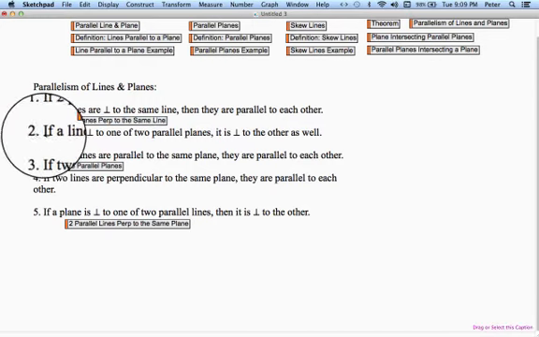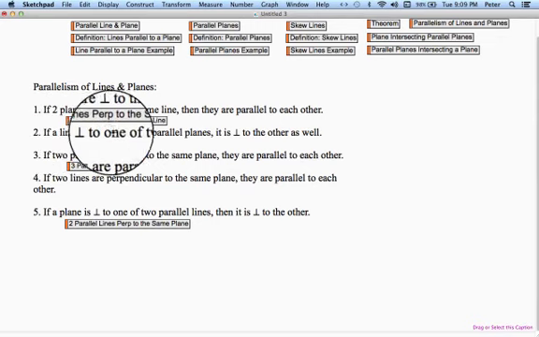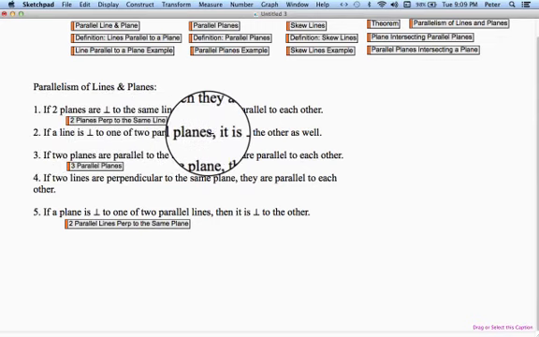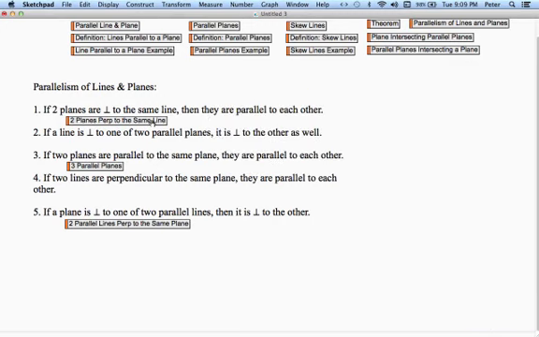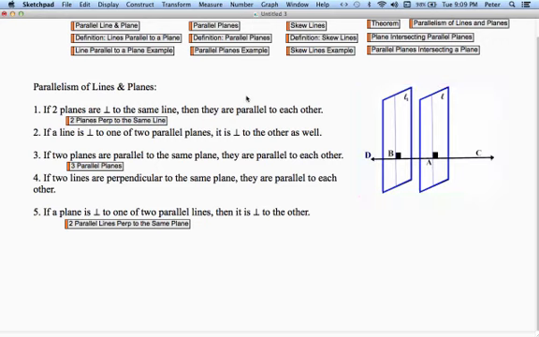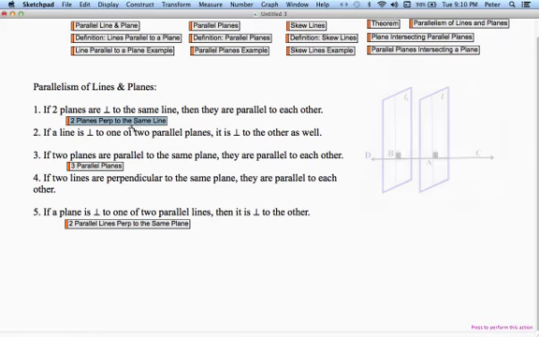Let's take a look at the next one. If a line is perpendicular to one of two parallel planes, it is perpendicular to the other as well. Well, that's really just the converse of what we just looked at. If this line is perpendicular to plane L, and if you knew that plane L was parallel to plane L1, then you would know that the line was perpendicular to plane L1 also. Now think about it.